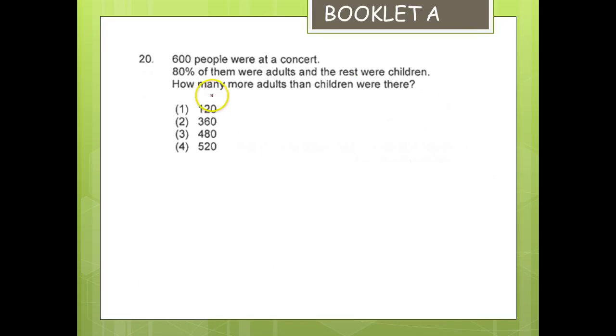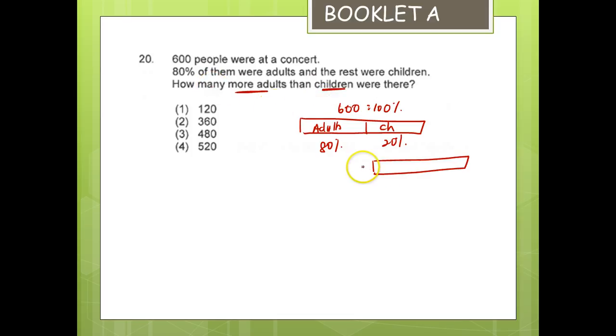Question 20. 600 people were at a concert. 80% of them were adults and the rest were children. So I know this is the 600, which is my 100%. Adults 80%, children 20%. How many more adults than children? More adults, so I draw my model. This is adult, children. Adult is 80, children 20, so this difference is 60, right?